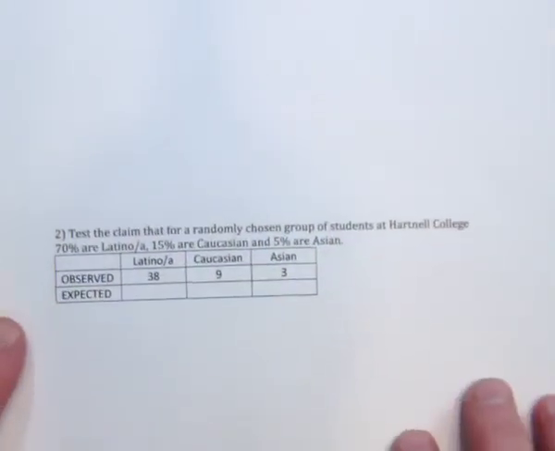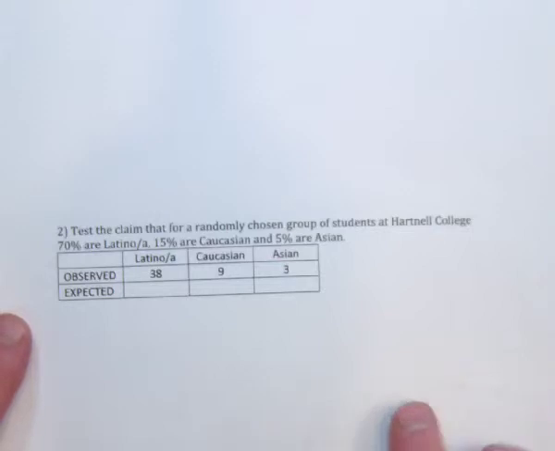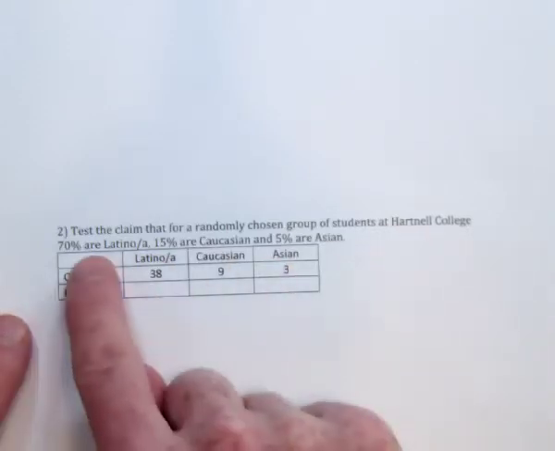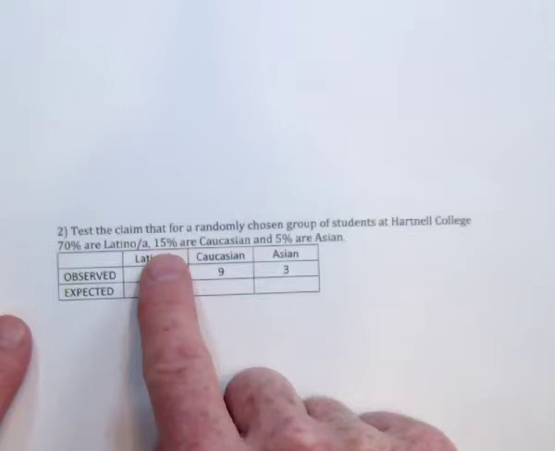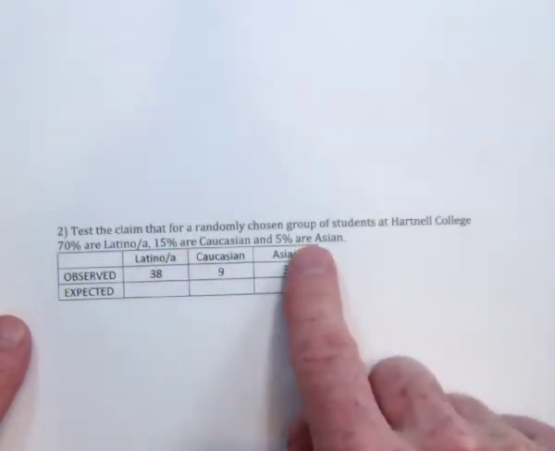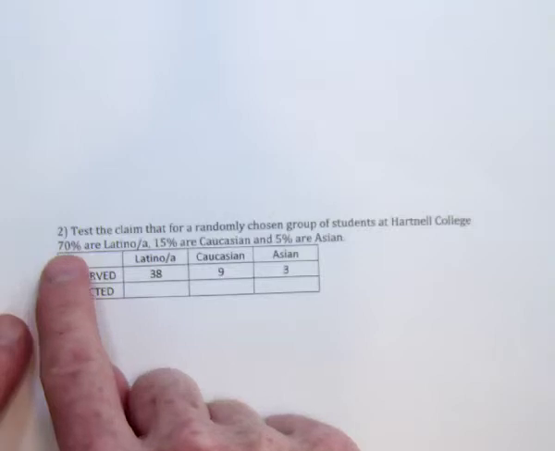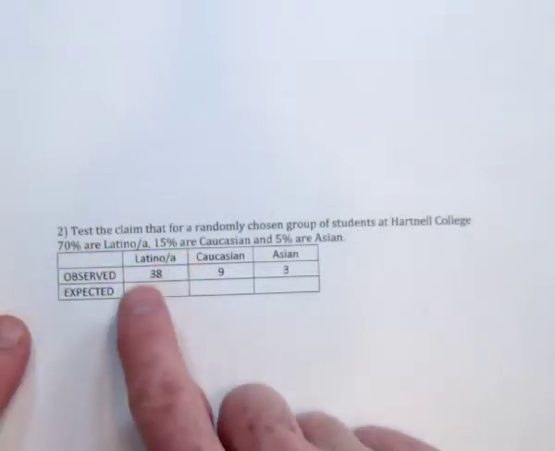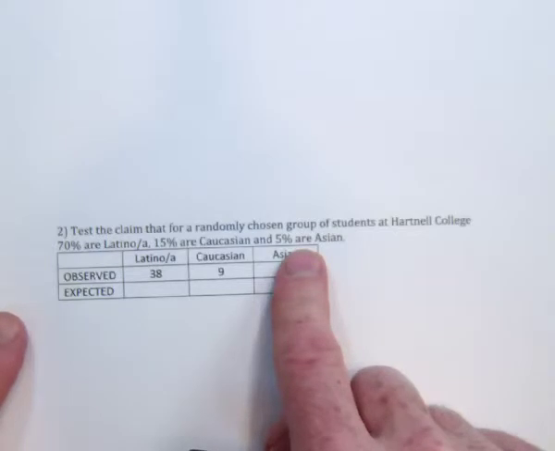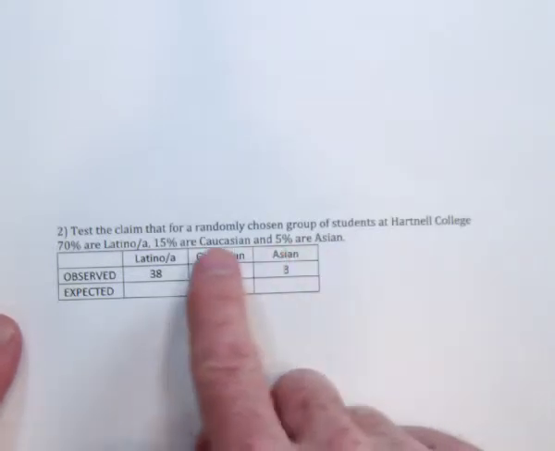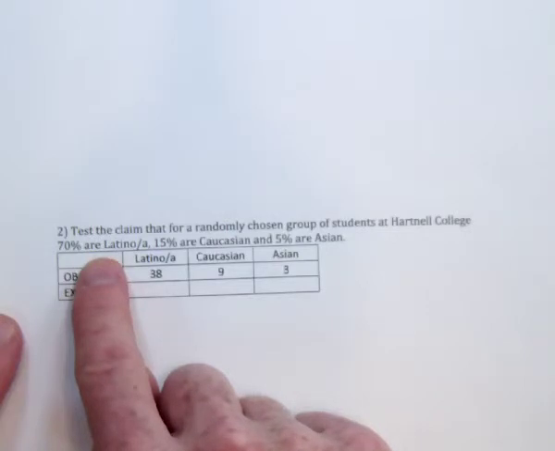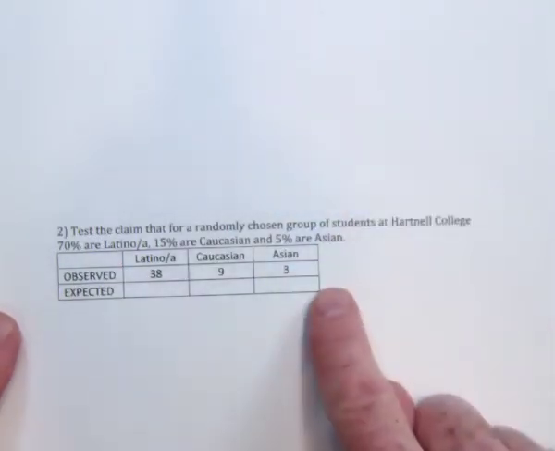Then it could be one like this where percentages are given. I claim that out of these people from Hartnell College, 70% are going to be Latino, 15% are Caucasian, 5% are Asian. Now, notice that this adds up to 90%. So that's just fine. It can be a claim that says, that's what it is for Latino, that's what it is for Caucasian, that's what it is for Asian. It's not saying 100% of the people, it's just saying, I'm making a claim about these three groups. So these are the two types of goodness of fit tests, they're called. And then we're going to have 2x2 contingency table after that on page 2.